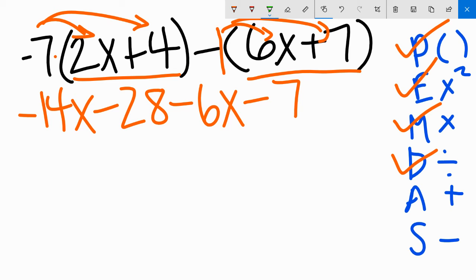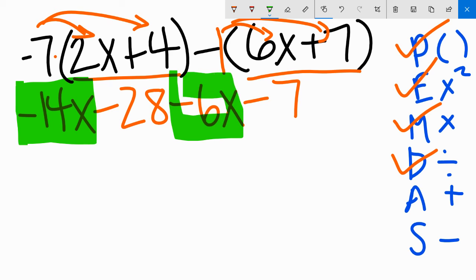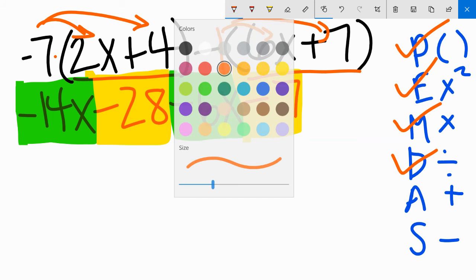So personally, I like to highlight. I know that -14x is one term. Remember, the sign to the left of the term stays with it. And then this -6x is going to be another term. And then I know I have some constants. So this -7, so you can always use a highlighter too if you're doing this on paper. And then -28. Those are all of my terms. So now I can just add and subtract the terms as they are given.